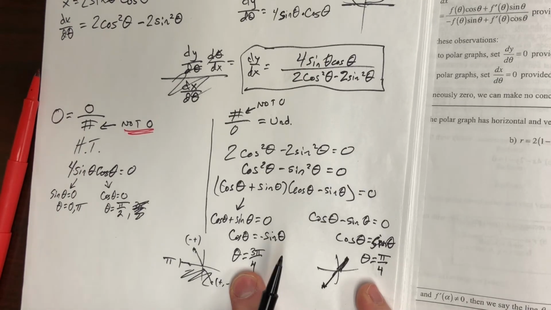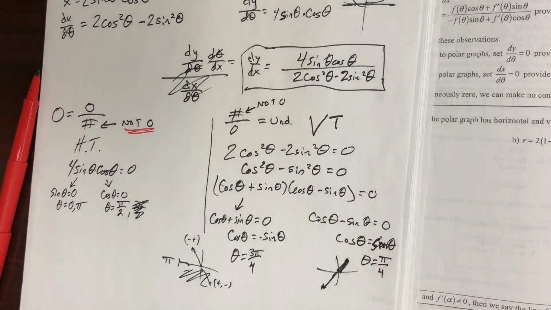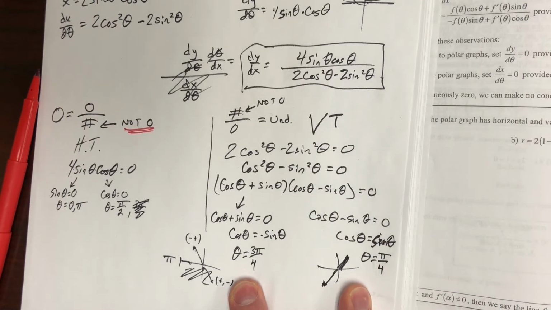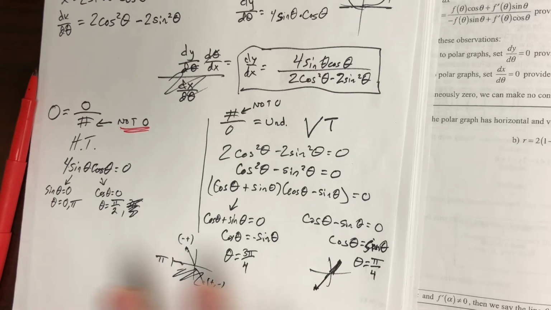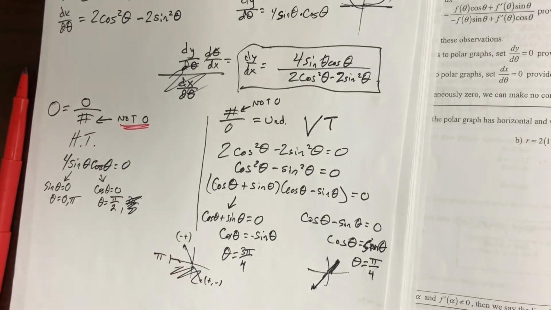So here are 2 vertical tangents. I forgot to write that. Those are our two, or potential, vertical tangents. And then I look over here, yeah, there's nothing in common. So these are vertical tangents, these are horizontal tangents. Boom, there we go.